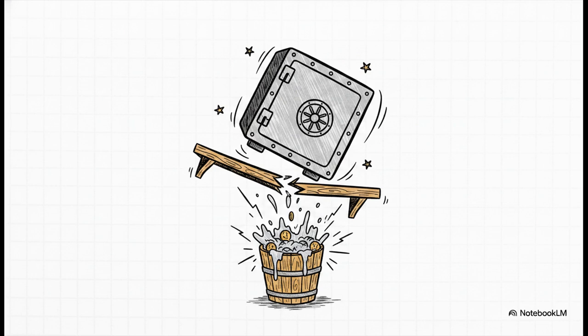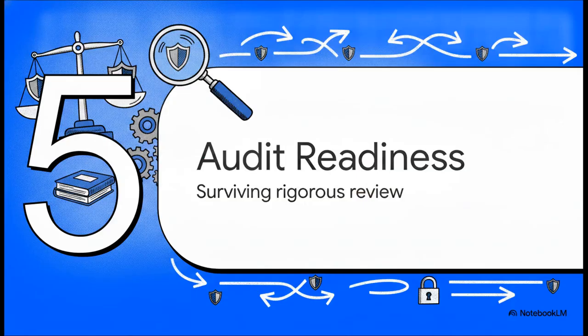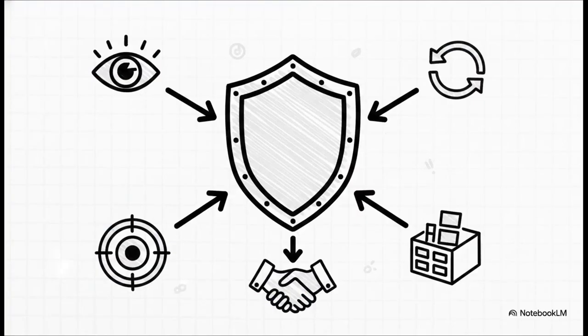Section 5, Audit Readiness and Controls. Surviving rigorous review. For this final stretch, we are going to shift our perspective entirely to the auditor's lens to help you build your balance sheet defensively. When auditors test your balance sheet, they judge every single line item against the 5 audit assertions: existence, completeness, accuracy, classification, and rights and obligations.